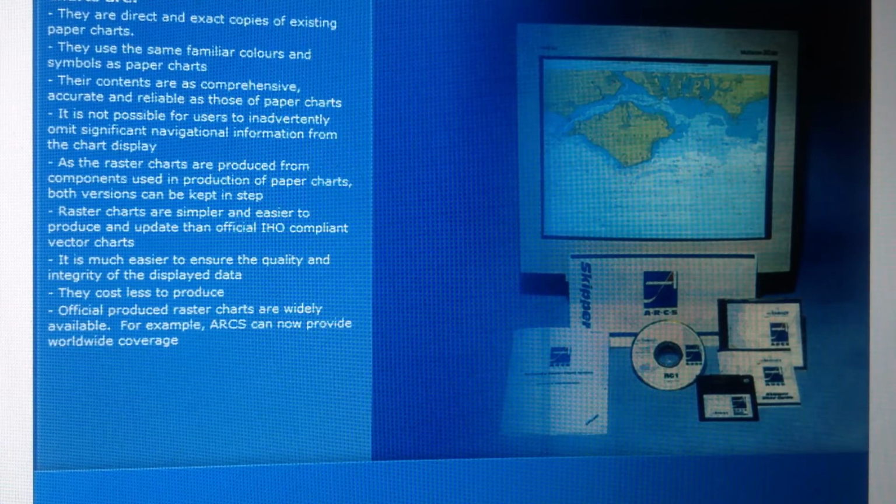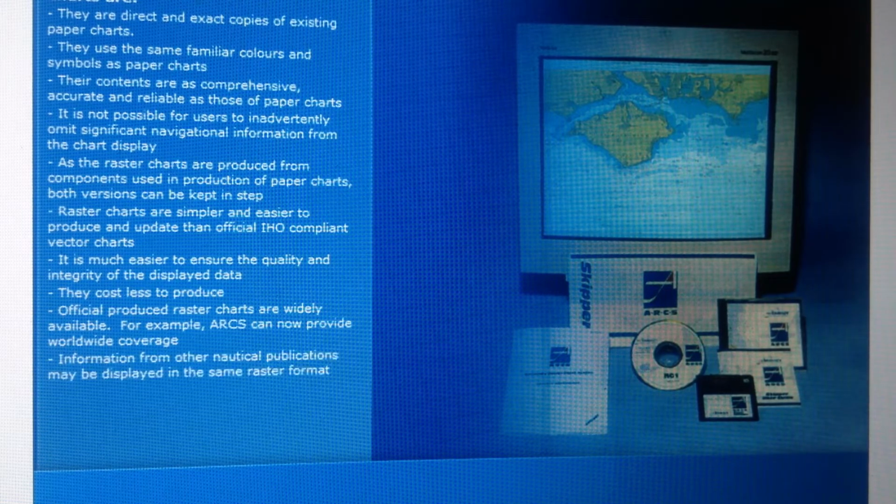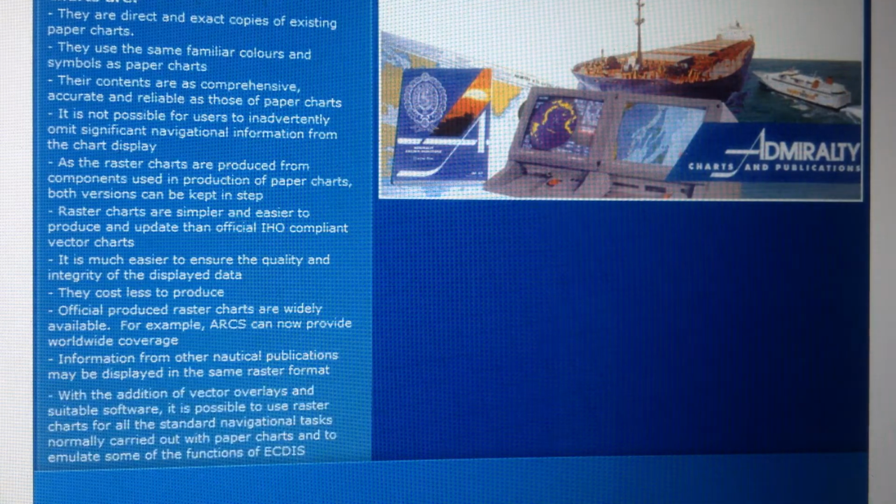For example, ARCS can now provide worldwide coverage. Information from other nautical publications may be displayed in the same raster format. With the addition of vector overlays and suitable software, it is possible to use raster charts for all the standard navigational tasks normally carried out with paper charts, and to emulate some of the functions of ECDIS.